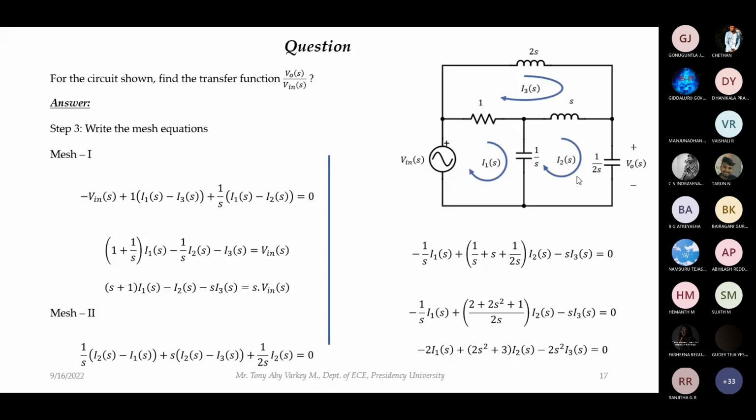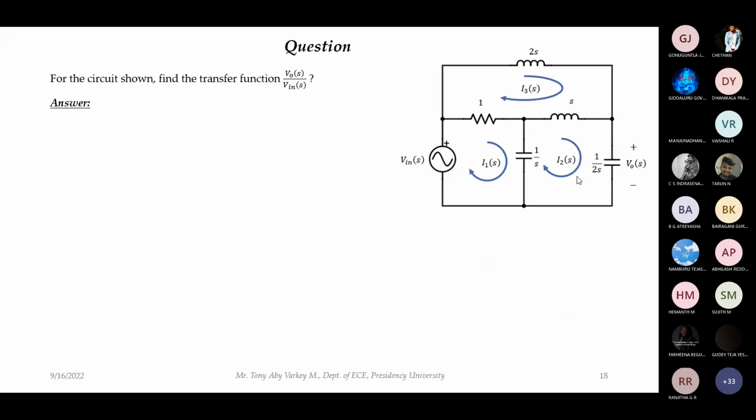So I got the mesh 2 equation also. Now I am going to write the mesh 3 equation. Can someone tell me what the mesh 3 equation is? 2s into I3 of s plus s into I3 of s minus I2 of s, plus 1 into I3 of s minus I1 of s equal to 0. Correct.